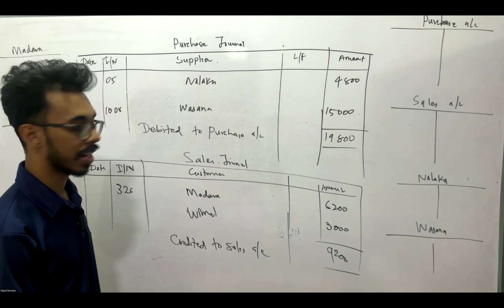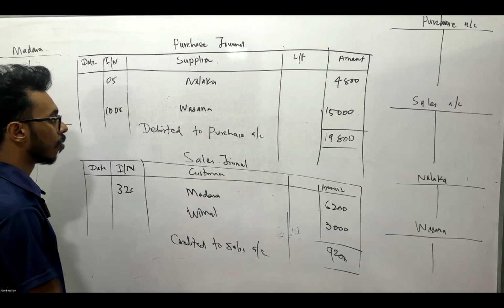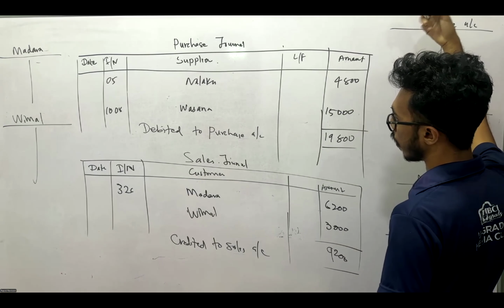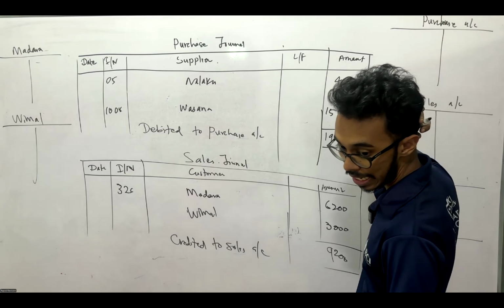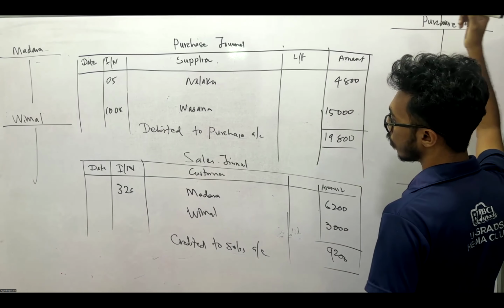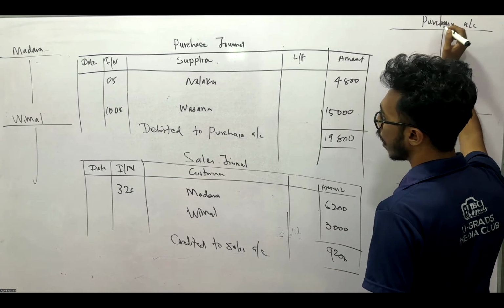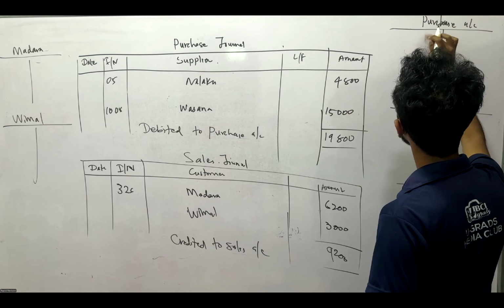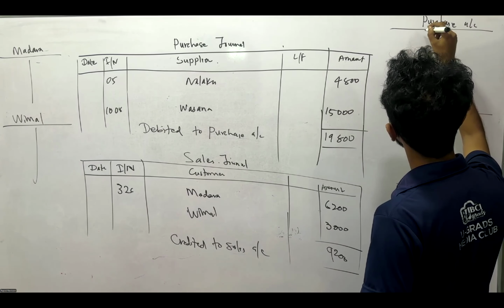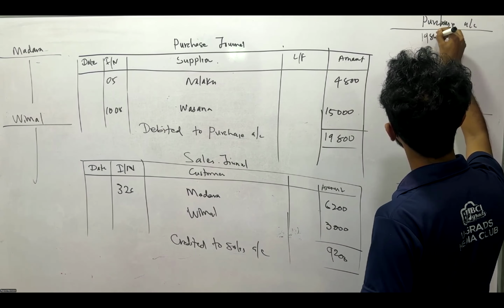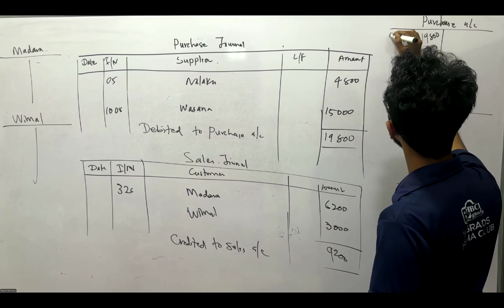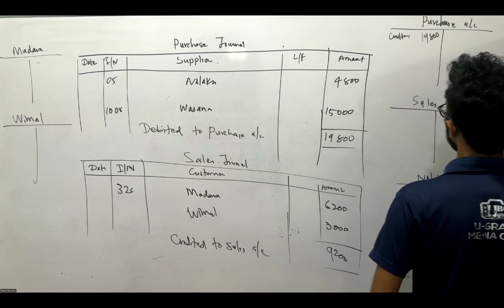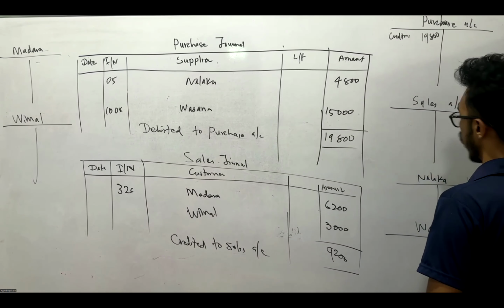We have to record these double entries. Okay. Now purchase account has to be debited, after collecting values and balances. So we'll just take this value, and that is 19,800. You can take 19,800 as creditors, right?